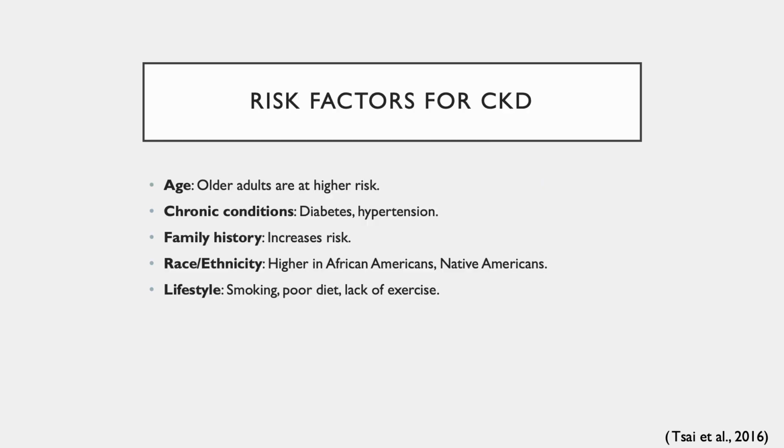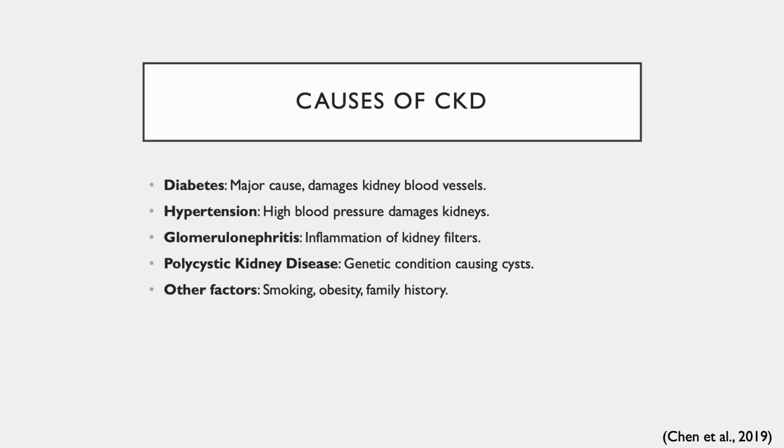Risk factors for CKD. So, age is a significant factor as kidney function naturally declines with age. Chronic conditions like diabetes and hypertension are major risk factors as well. Having a family history of CKD increases your likelihood of developing the disease. Certain racial and ethnic groups, such as African Americans and Native Americans, are more susceptible to kidney disease due to their genetics and environmental factors. Lifestyle factors, including smoking, poor diet, and lack of physical activity, can all contribute to CKD risk.